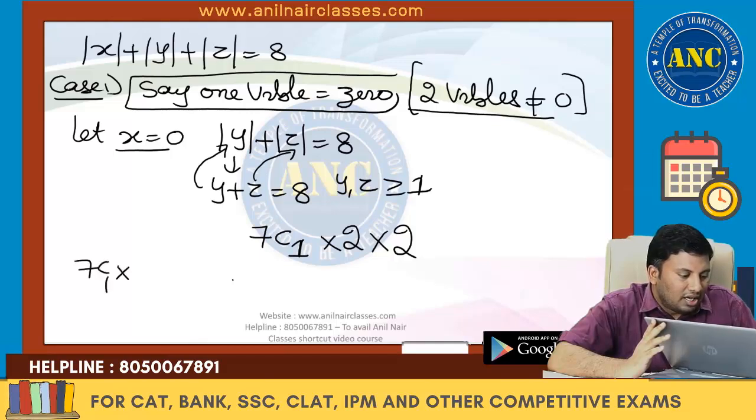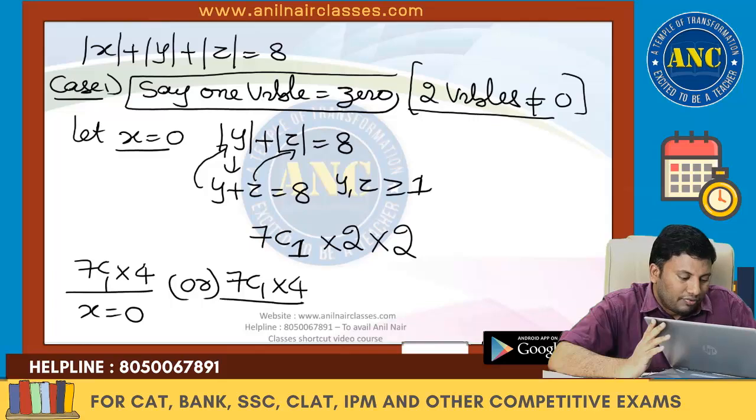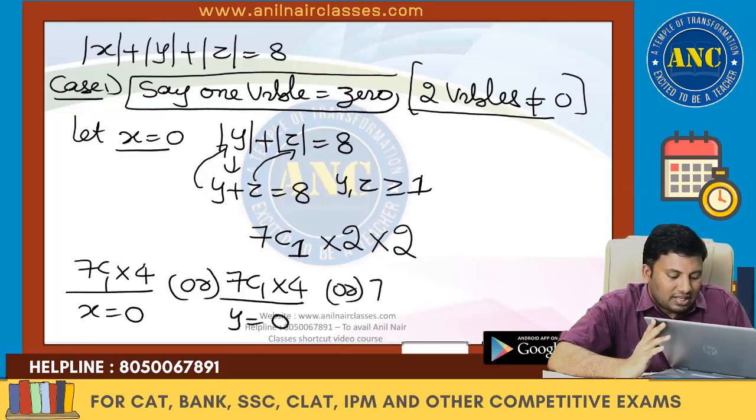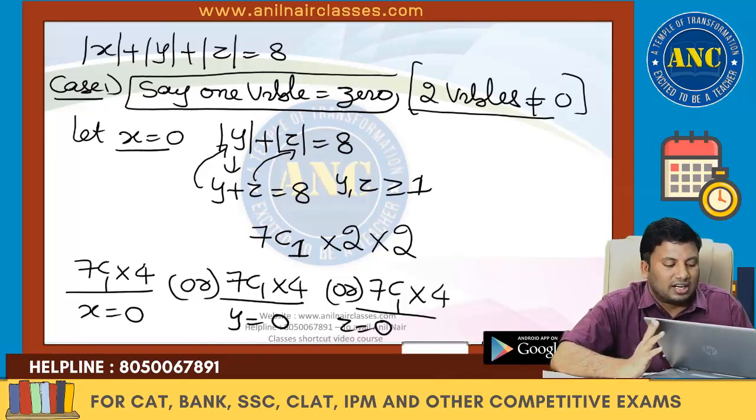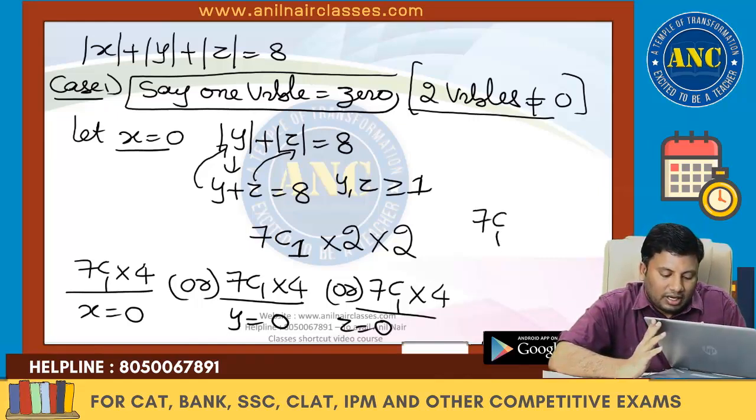7C1 into 4. It is the case for x equivalent to 0. Similarly, 7C1 into 4 is the case for y equivalent to 0. 7C1 into 4 is nothing but z equivalent to 0. So x 0 or y 0 or z 0 is nothing but 7C1 into 4 into 3.